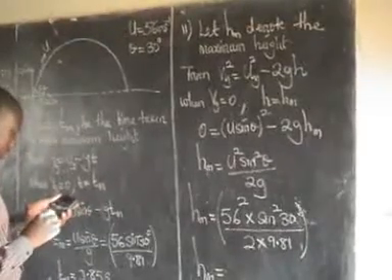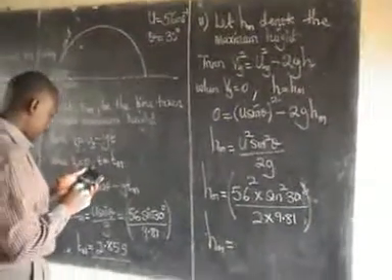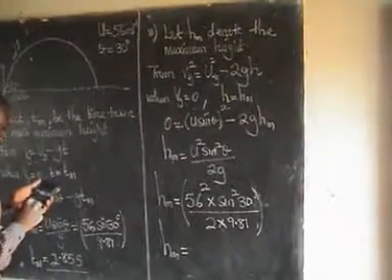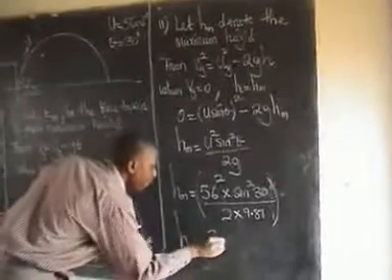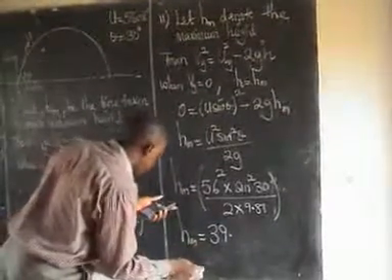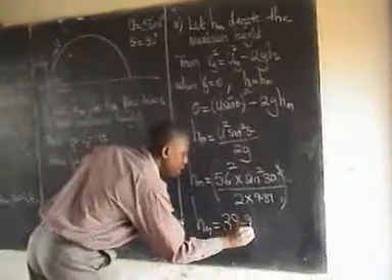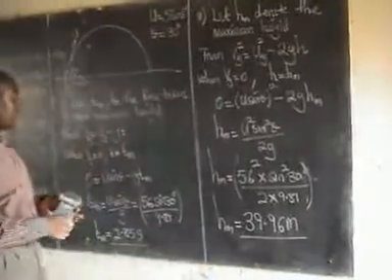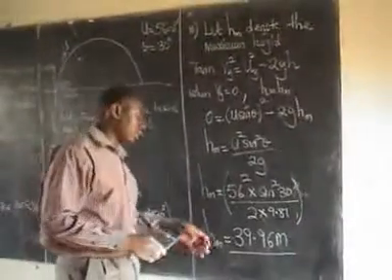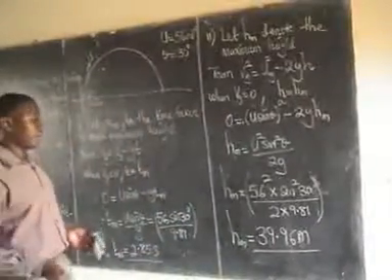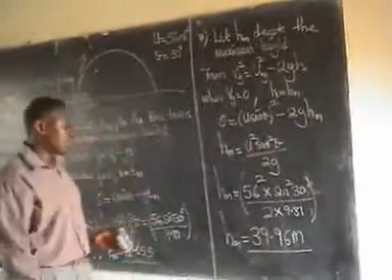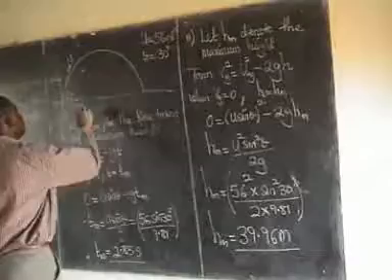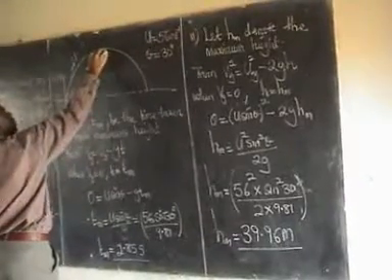So we shall get 56 squared, bracket sine 30 squared, divided by 2 times 9.81, which is 2.96 meters. You have to make sure that you use the value of G that is given. For my case, I will be using G as 9.81. So that is our maximum height attained by this body when it has reached that point.